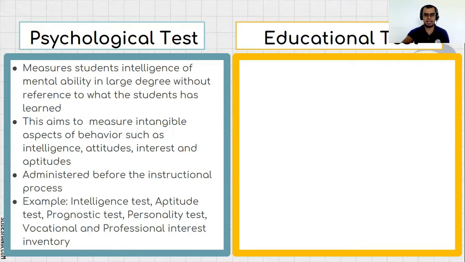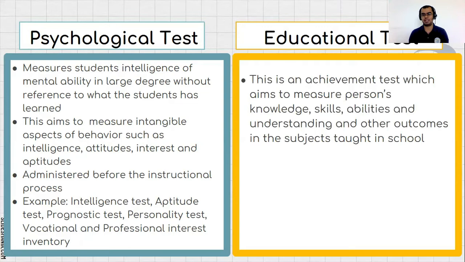So it's very clear from the first point, without reference to what the students have learned. So we are not going to assess what you have learned from your previous experiences, but this test will reveal your behavior, your intelligence, attitudes, interests, and aptitudes, which are necessary in the educational process. Now let us go to educational test.